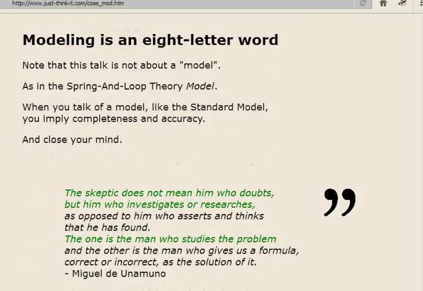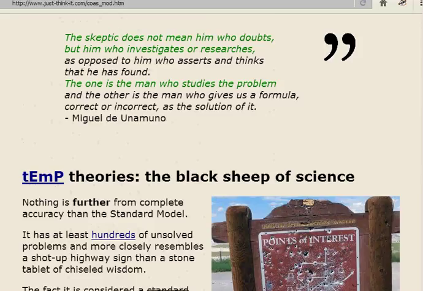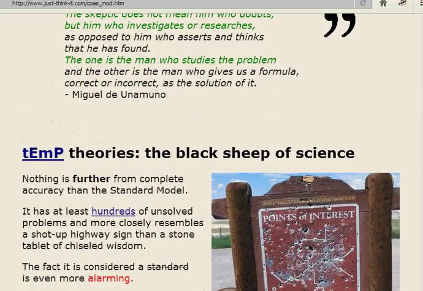The skeptic does not mean him who doubts, but him who investigates or researches, as opposed to him who asserts and thinks that he has found. The one is the man who studies the problem, and the other is the man who gives us a formula, correct or incorrect, as the solution of it. Miguel de Unamuno. Temp theories, the black sheep of science.